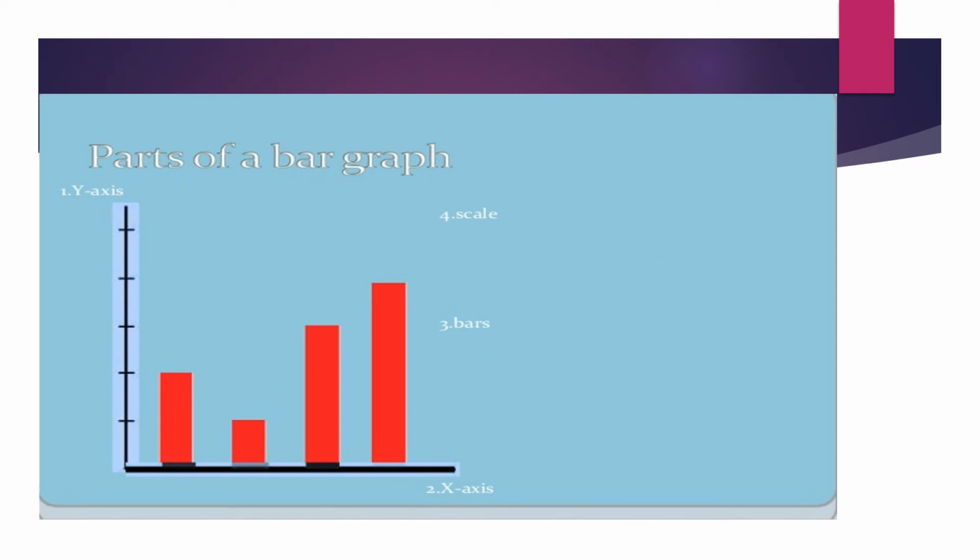Now see this bar graph. There is certain information given. These are the parts of a bar graph. There is the horizontal x-axis and the vertical y-axis. On the x-axis we generally mention certain data, whereas on the y-axis we generally use numbers, though other things can also be represented. Scale means 1 unit is equal to what value. And bars represent the frequency.